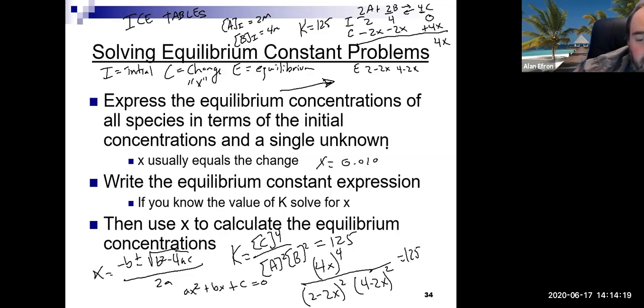But what that does, after you solve it mathematically and solve for X, the importance of that is when you go back to the equilibrium line, you then have the X value that you need to actually get the individual values of everybody at equilibrium. So that's essentially the procedure that you want to follow when you do an ICE table calculation. We use the equilibrium expression, we use the value of K that's given to us, and we solve for X.